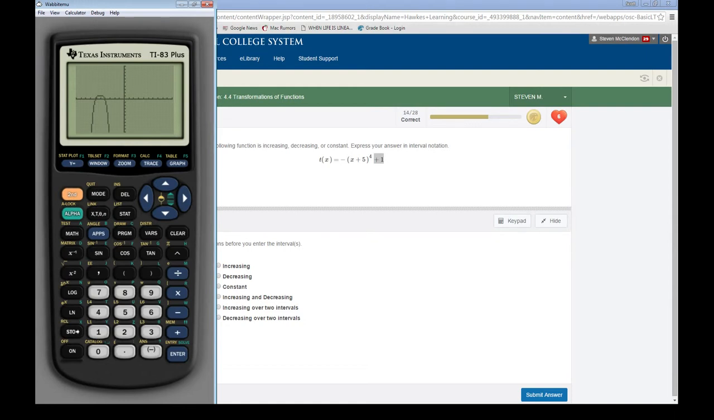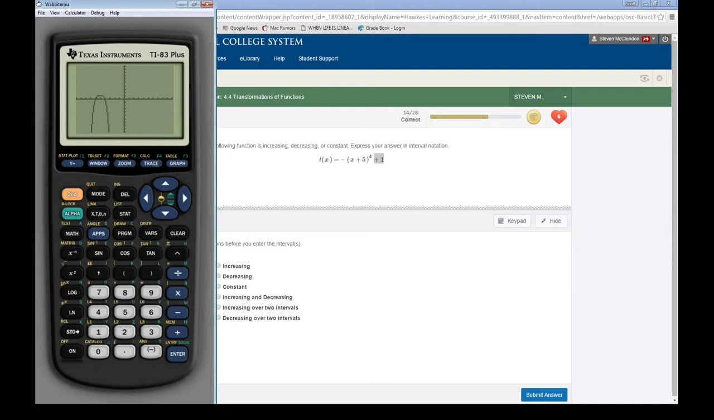So remember, it took the original parabola that would have been here. It moved it to the left 5: 1, 2, 3, 4, 5. It flipped it upside down, so now it's going down, and then it moved it up 1. So right here is where the vertex would have been, at negative 5, positive 1. So this graph here is increasing, then it starts to decrease.